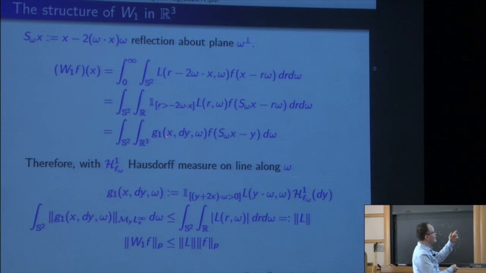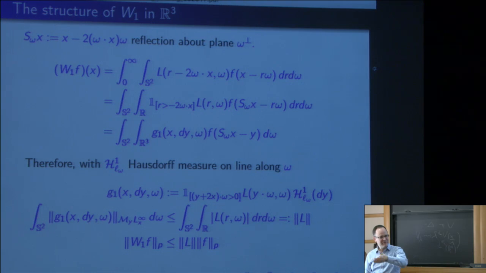G1 is not just any function in X. If you look at this, this is the indicator function of a half space. All right? So what you're really doing is you need to be invariant under restricting to half spaces.